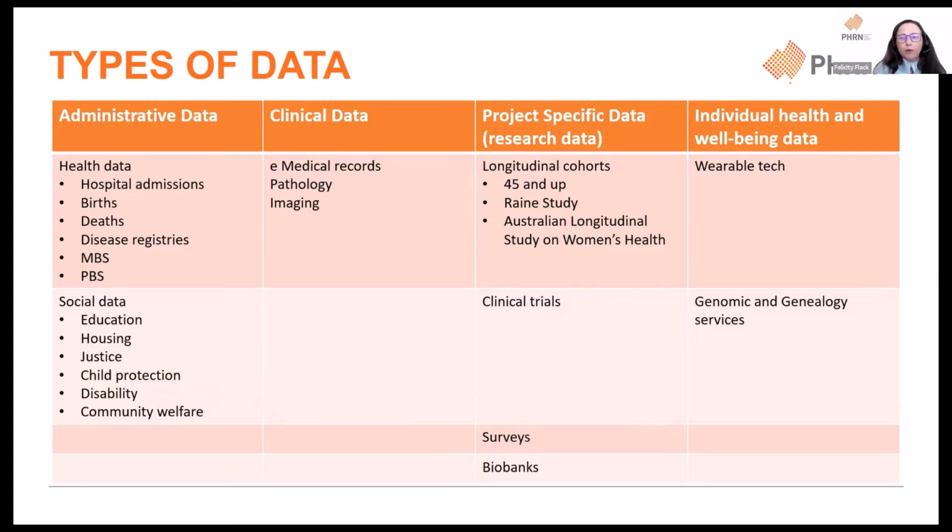And then something that we probably do less of, but I imagine in the future we'll be doing more of, is what I'm calling individual health and wellbeing data. So thinking about wearable tech, Fitbits, etc., and genomic and genetic information you can also link. So there are lots of types of data that you can link together to be able to use for really valuable research.